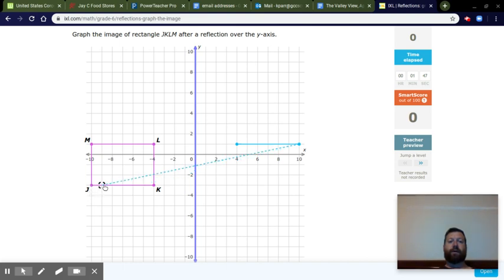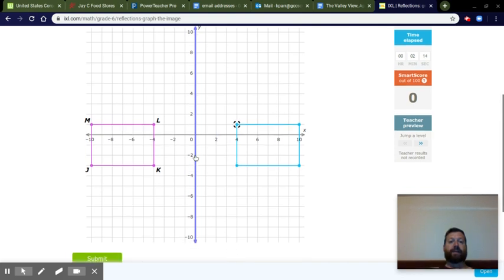So I count 1, 2, 3, 4, 5, 6, 7, 8, 9, 10. Last, I need one more point. And I know it's going to go right there, but let's count and make sure. 1, 2, 3, 4. So that's a reflection over the y-axis.